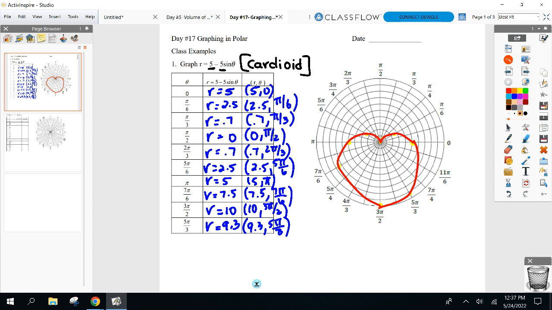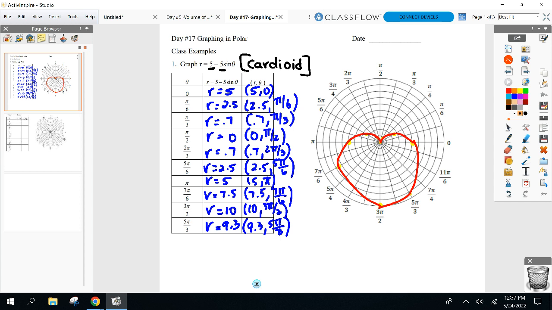Also, what showed up in that equation, sine or cosine? Sine. Shocker. What axis was your heart on? The y-axis. And it was -5. Shocker, it was on the bottom of the y-axis. Okay? Questions? Cardioid graphs, when those numbers match.